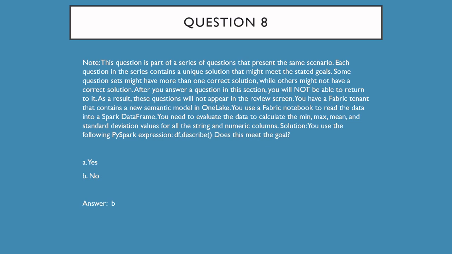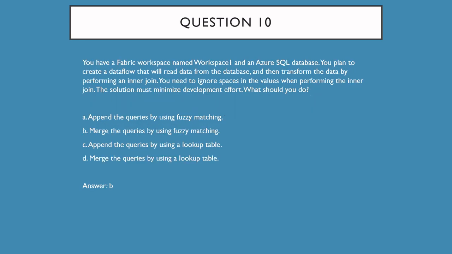Question 8. Again, the same question, but now the option is df.describe. It describes the columns, but is not exactly the ask we have here. This does not satisfy our ask. Question 9 is the same, but here it is using df.summary, and the answer here would be yes. Summary will summarize all the columns, including numeric data type columns, and will provide us the min, max, mean, and standard deviation information.